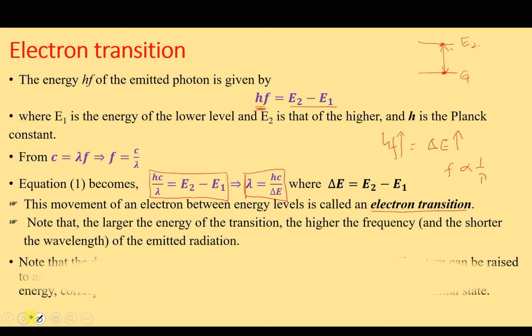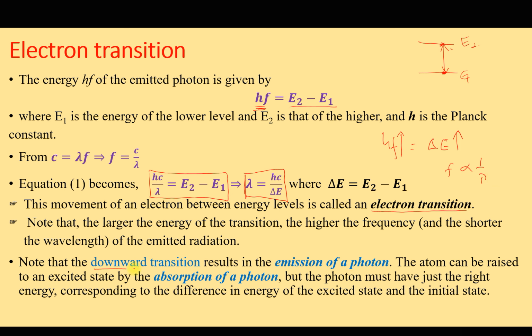So we shall distinguish between a downward transition and an upward transition. A downward transition means a photon is emitted by the electron, so it is an emission of a photon. That is when an electron moves to the ground state, it emits a photon. Or when an electron moves to a lower energy level, it emits a photon.